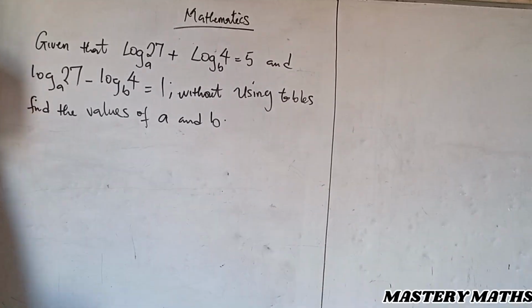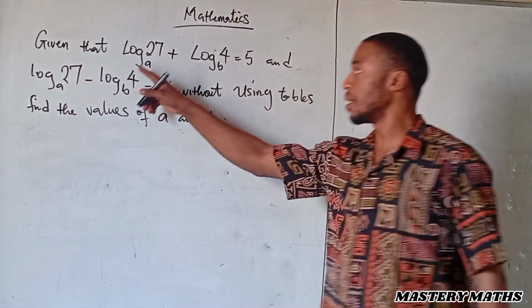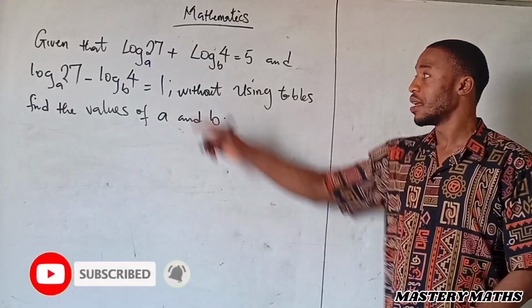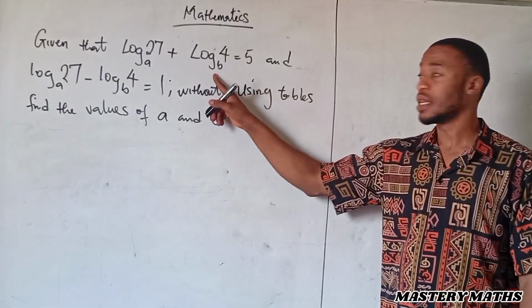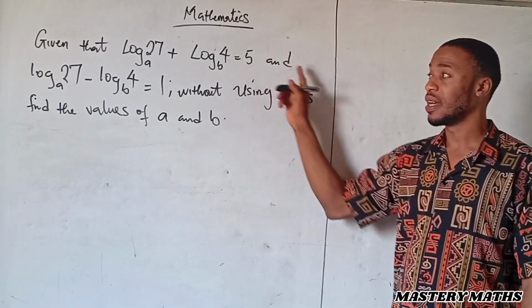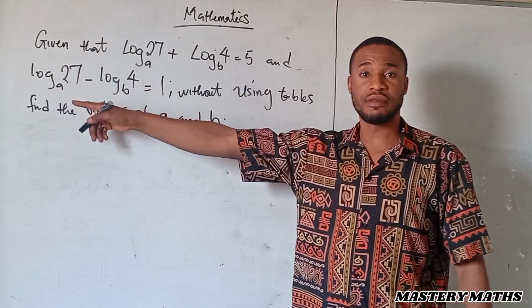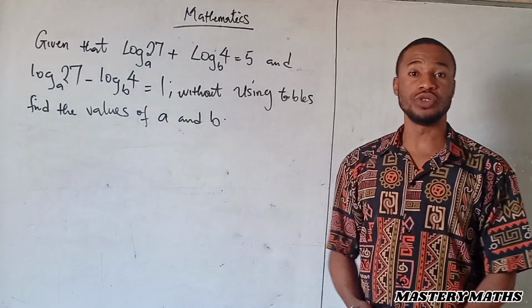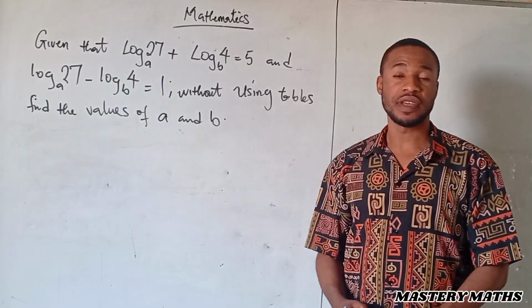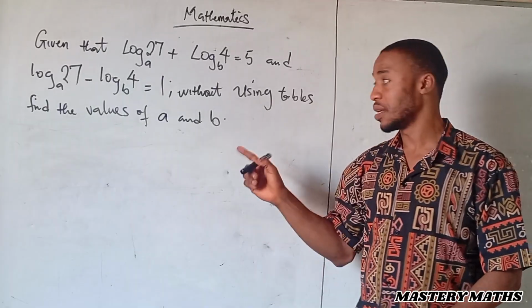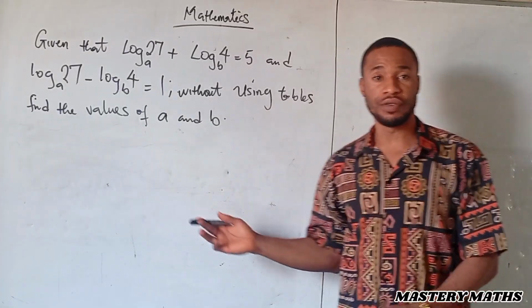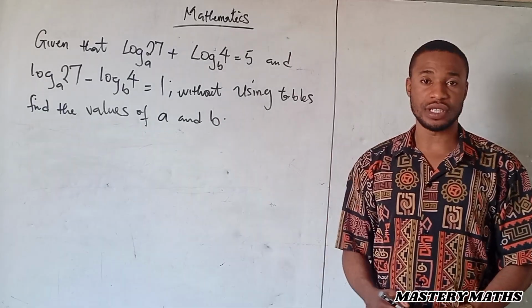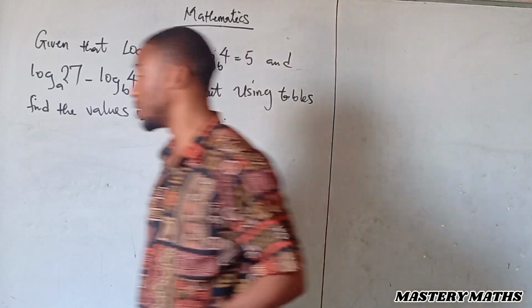On the board, you are given that log 27 base A plus log 4 base B equals 5, and log 27 base A minus log 4 base B equals 1. Without using tables, let's look for the values of A and B. This is logarithm taking us to simultaneous linear equations. How do you tackle this? Very simple. Let's do it.